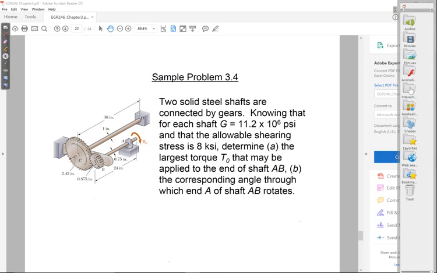So the way we write this is this. We say that phi A, that's the amount that A is going to rotate by, is equal to phi B, that's the amount B rotates by, plus phi of A with respect to B.